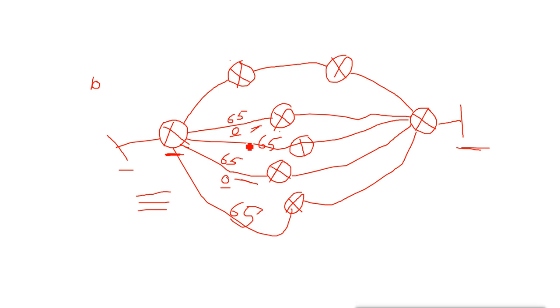So it can use all these 4 paths, but if suppose this path is also 65, it will not use this path, because it will support a maximum of 4 equal paths.